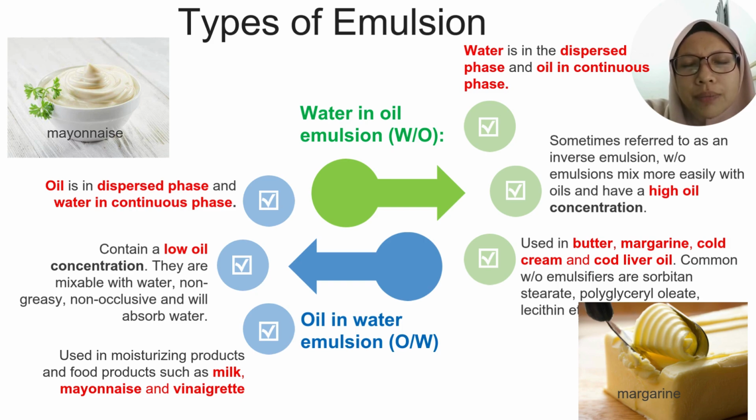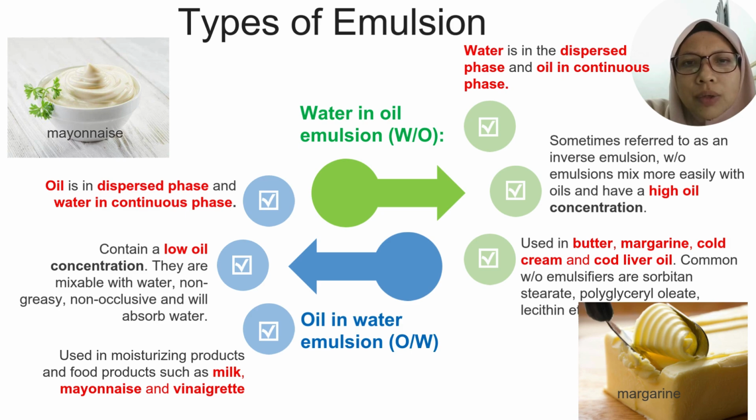You can imagine the texture is much more oily compared to oil in water. If oil in water, the oil droplet will be dispersed in the continuous phase, which is water. So oil in water, the texture is more like watery lah. You can imagine a mayonnaise. So mayonnaise is an oil in water emulsion.